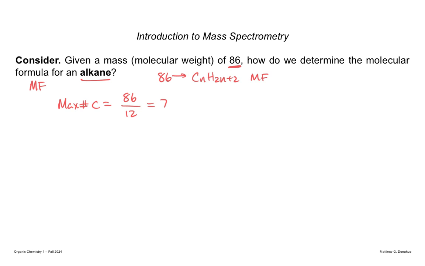To find the number of hydrogens that remain after we account for 7 carbons, we take 12 times 7, and that gets us 84. So the remaining amount of hydrogens has to be 2.